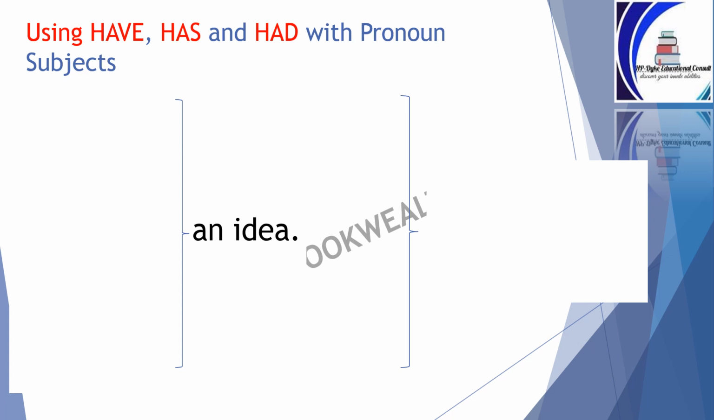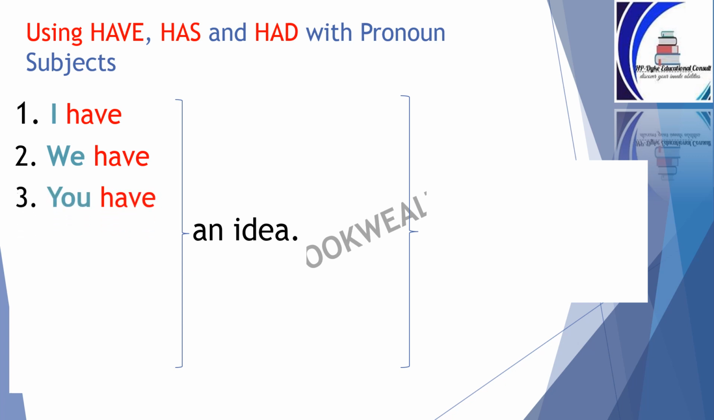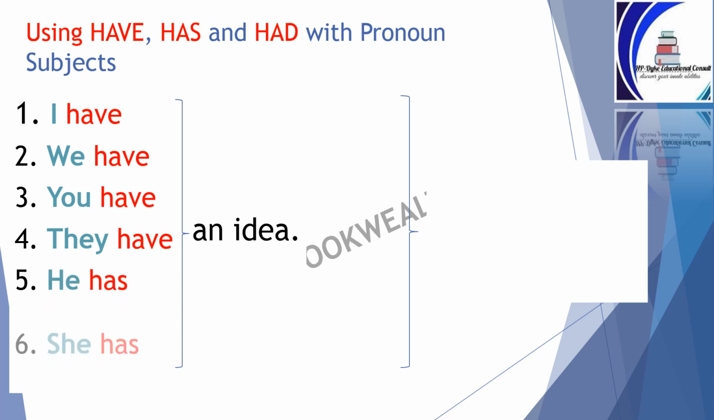Using have, has, and had with pronoun subjects in sentences. I have an idea. We have an idea. You have an idea. They have an idea. He has an idea. She has an idea. It has an idea.